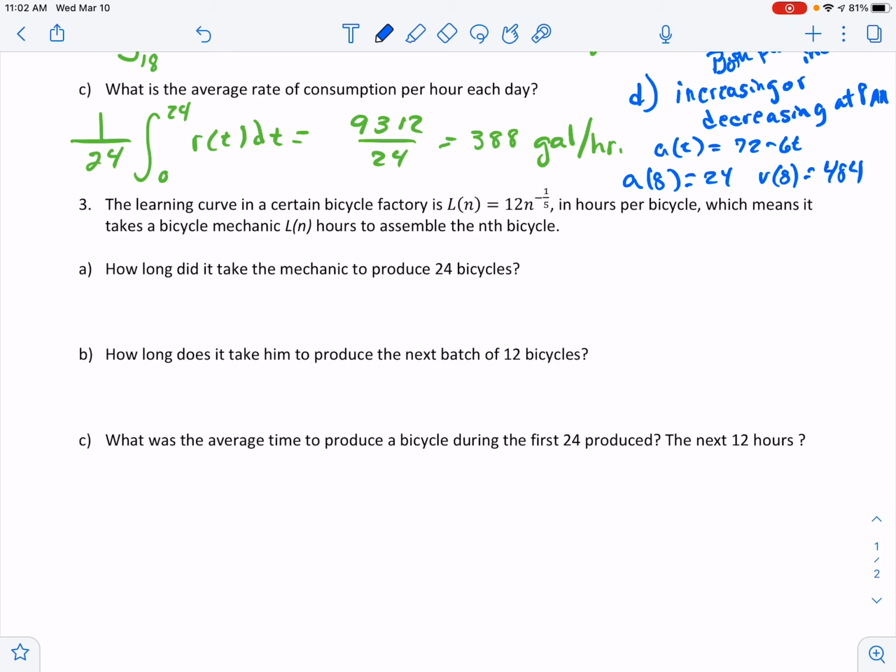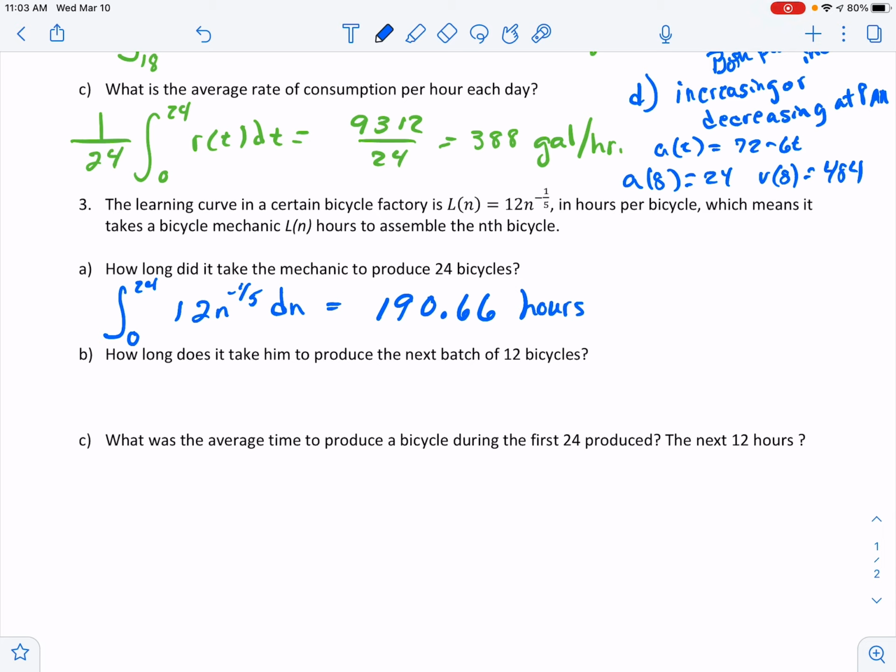Okay? Last question. They give you a learning curve for putting bicycles together. And what it means is that it takes a bicycle mechanic L of n hours to assemble the nth bicycle. You want to know how long it takes the mechanic to produce 24 bicycles. So he's new, he's never put a bicycle together before, he's never opened the box, he's clueless. Okay, so I've got to integrate this. And I put that in my calculator to save ourselves some time, and I got 190.66 hours. That's a long time. You work a 40-hour work week, right? So that took them a month to put together 24 bicycles.